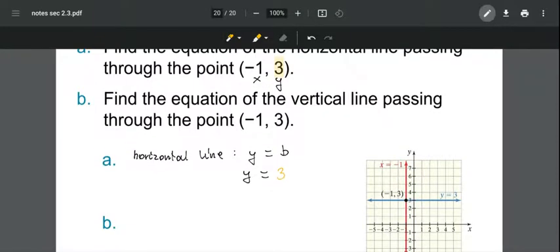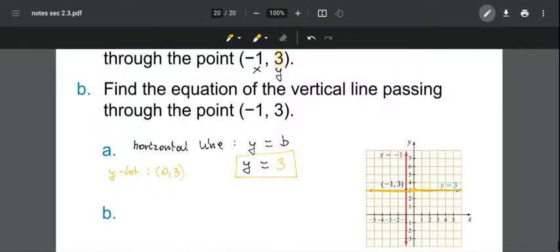So this is our equation of the horizontal line. We know that the y-intercept will be the point 0 comma 3. Any horizontal line is the one which goes from left to right, so every single point on this horizontal line has the same y-coordinate. That's why the horizontal line has the equation y equals 3.